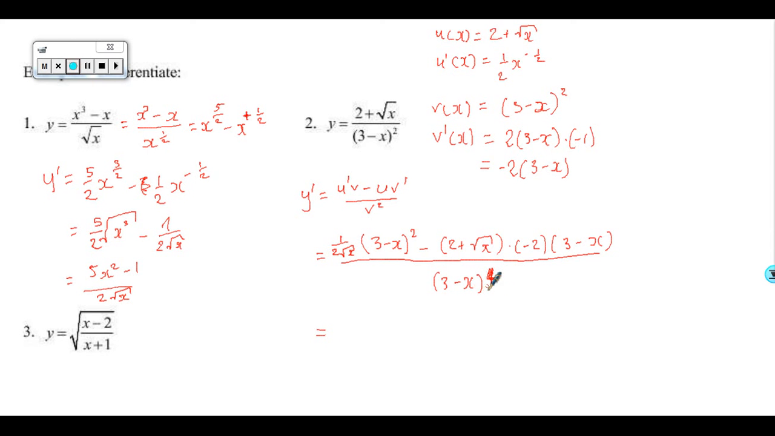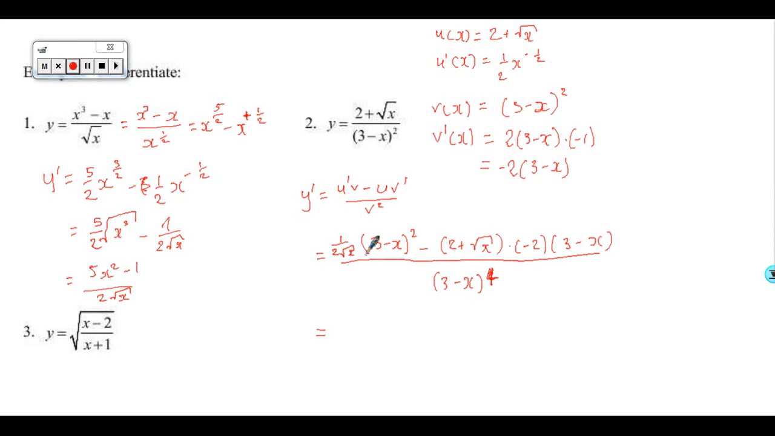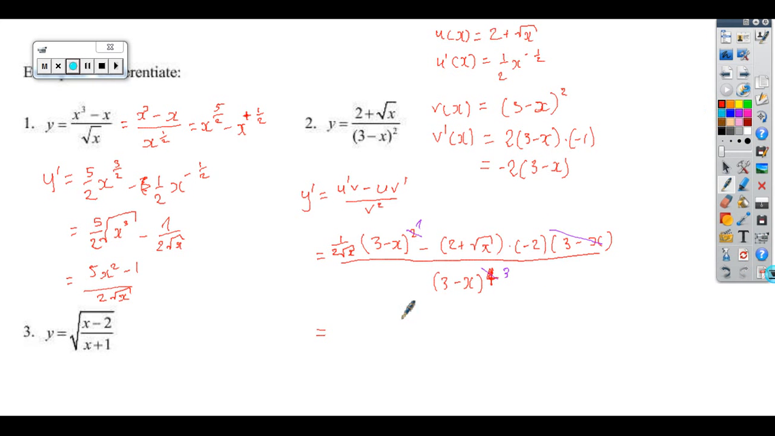Okay, now what can we do? Well, note that we've got, I'm going to change color here. Note that we've got a 3 minus x in the denominator, and we have a 3 minus x in this term and a 3 minus x in that term. So I can actually simplify. Right? I can cancel this and one of those here, so let's change that to 1, with one of them. Okay, so once I've done that, I can simplify a little bit.